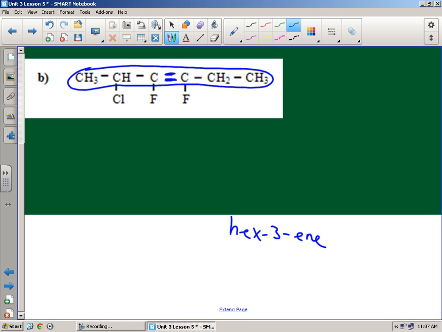Okay. Either way you start, you're going to get to that double bond at the third carbon. So you got a choice in this case. 1, 2, 3, 4, 5, 6. You always want to use the lowest number possible. So let's start at the left side and go right. So I got a 2 here, chloro, and I got 3 and 4 fluoros. You still got to go alphabetical. So I'm going to go 2-chloro, 3,4-difluoro, hex-3-ene, and of course that would all be one word. Okay.